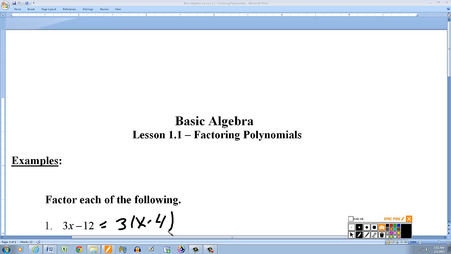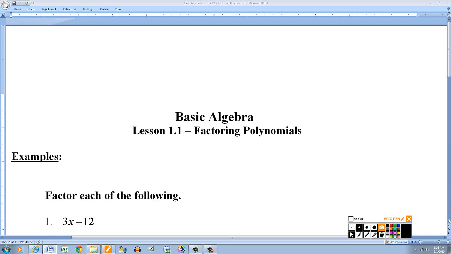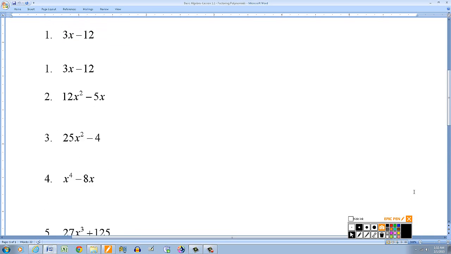And then when they say factor, they always want the expression to be factored completely. So if you can apply some of the methods, you go ahead and do it. In this case, that's as far as we can go. So 3x minus 12 is equal to 3 parentheses x minus 4. If you do the multiplication, you get what you started off with. Okay, we'll clear that. And let's look at the next example.